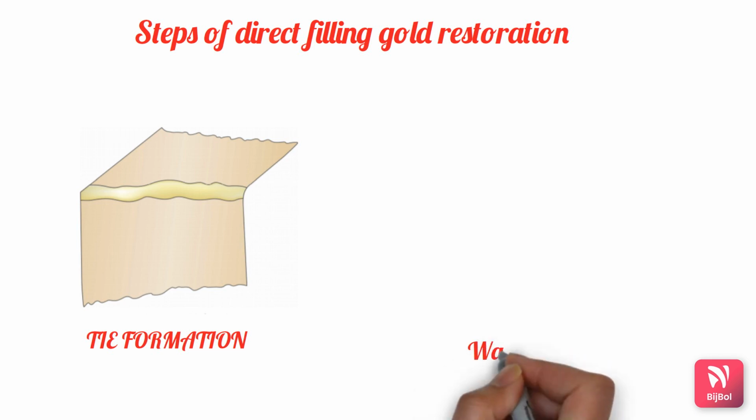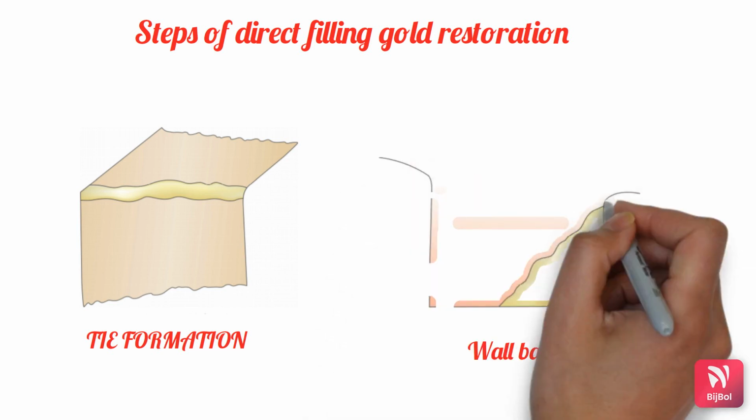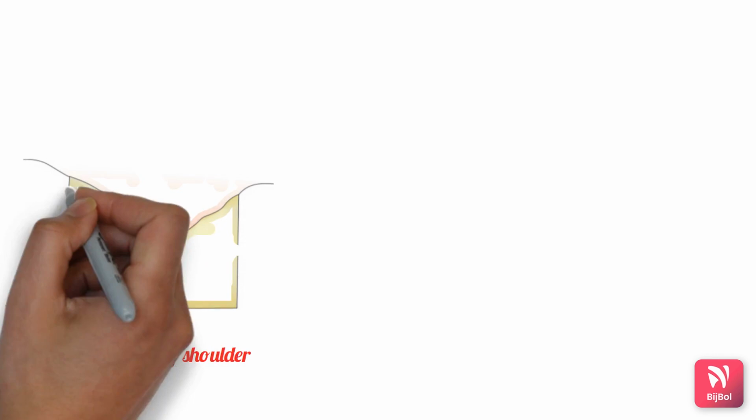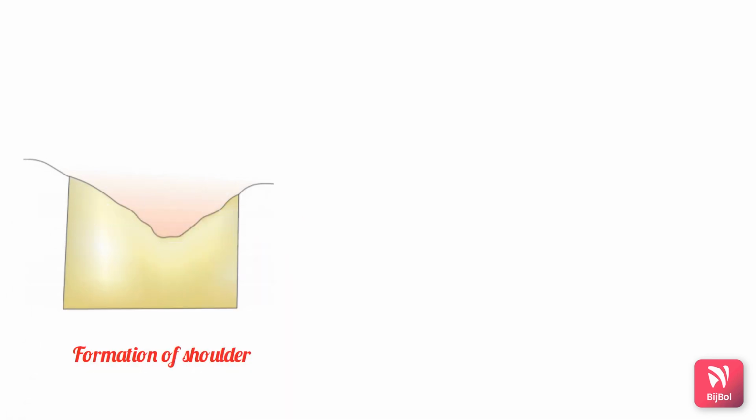Now we'll see the banking of the walls of the cavity. This consists of covering each wall from its floor or axial wall to the cavosurface margin with direct gold material. The banking should be done simultaneously on the surrounding walls of the preparation. Now we'll see the shoulder formation. This consists of connecting the two opposing walls with direct gold material to completely fill up the restoration.